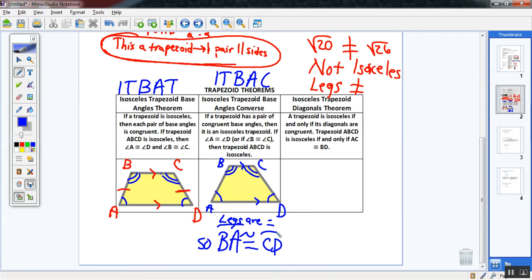All right, isosceles trapezoid diagonals theorem. So start this one out as I, T, D, T. Okay, it sounds like another robot in Star Wars. ITDT.